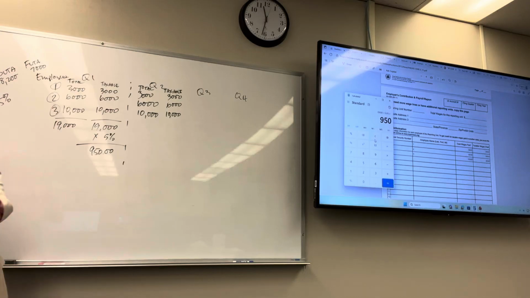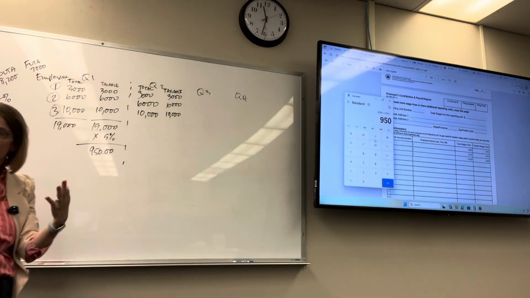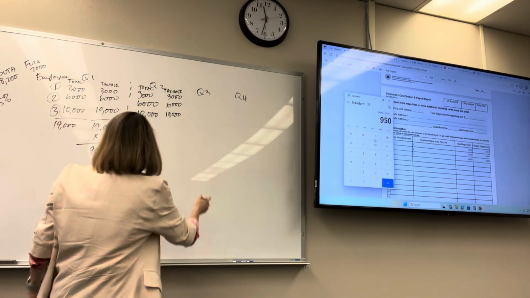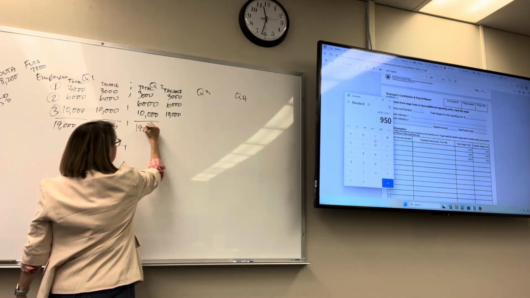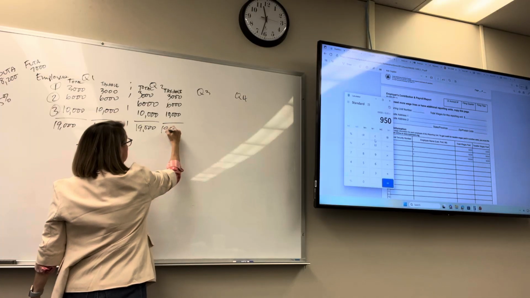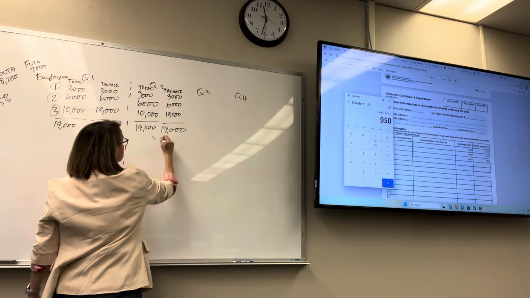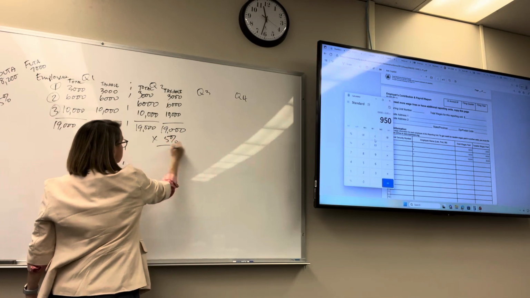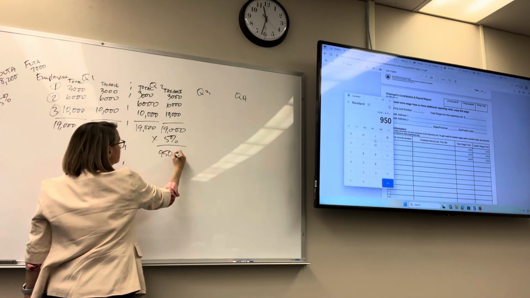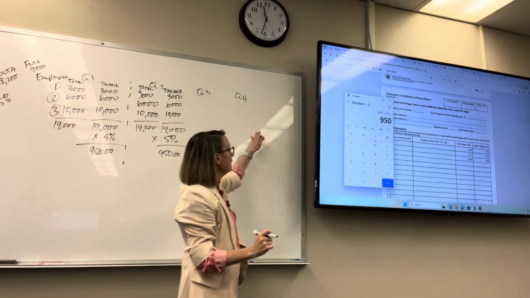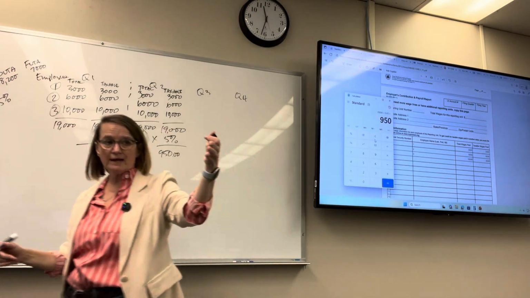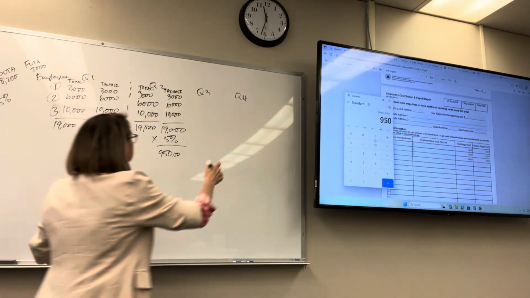So you have to look back at the previous quarter to see what they've earned year to date to determine at what point they reach that maximum amount. So again, 19,000 times 5%, we're still going to owe $950. We actually don't get to a point where any of these employees reach that maximum until the fourth quarter. So let's take a look at that.